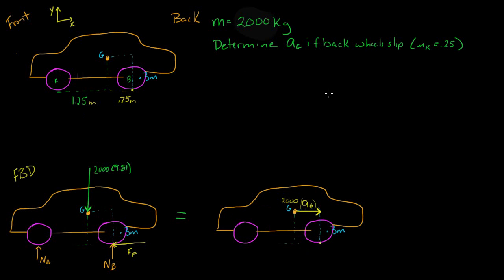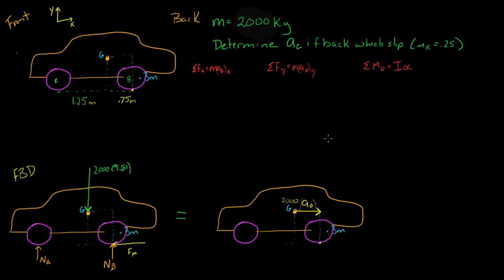So we know we have three equations we can use. We have the sum of the forces in x is equal to the mass times the acceleration of G in the x direction. The sum of my forces in y is equal to the mass times the acceleration of my center of mass in the y direction. And I have the sum of the moments about point G is equal to the moment of inertia times my angular acceleration. Now, this problem is a purely translational problem.